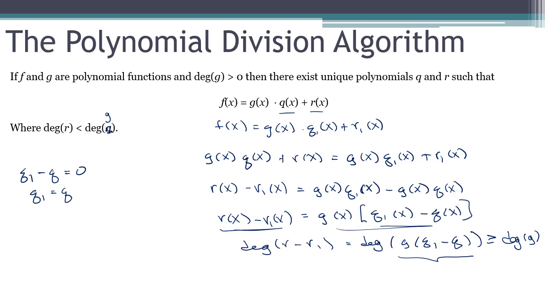And let's see, come back up to this line here. If q1 minus q is 0, then r minus r1 equals g times 0, which is 0, which means r and r1 are also the same. So there's only one q and only one r that satisfies the requirements of the division algorithm.